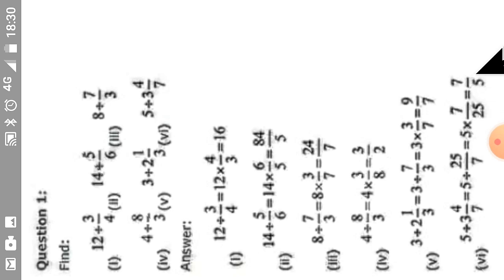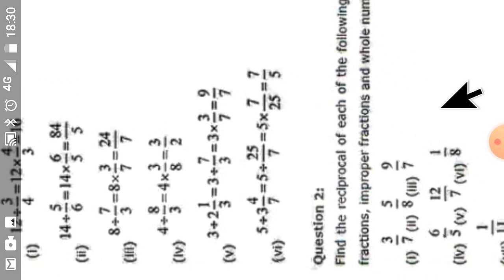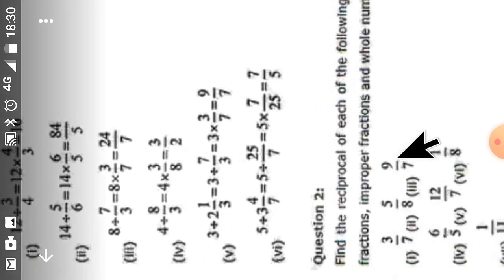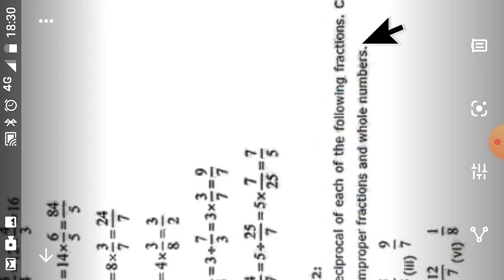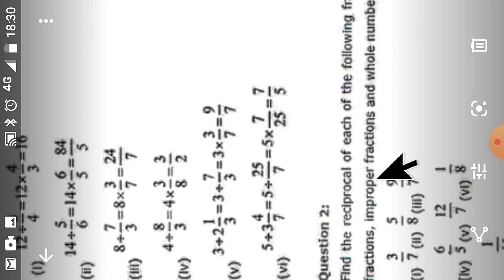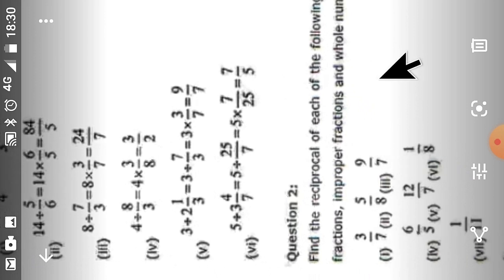So the answer is 7 upon 5. Now question number 2. Find the reciprocal of each of the following fractions. Classify the reciprocal as proper fractions, improper fractions and whole numbers. Okay, so first one is given 3 upon 7, then 5 upon 8, 9 upon 7, 6 upon 5, 12 upon 7, 1 upon 8 and 1 upon 11.